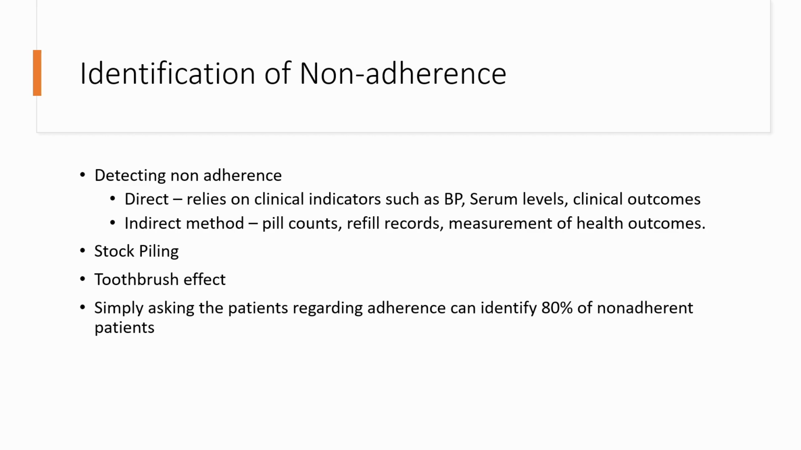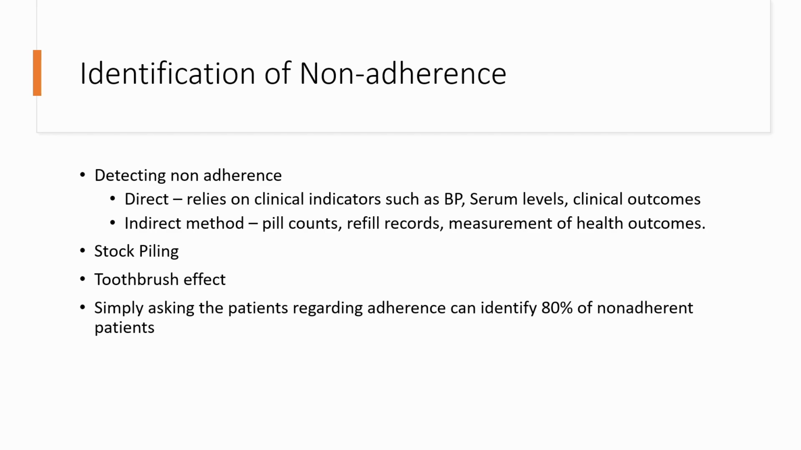Next is stockpiling. This is a part of the indirect method in which pill counts and in which you will notice that there's a lot of drugs. Like for example, you have 2 tablets daily for 7 days. For 1 month, you should have 60 tablets. And if you ask them how many tablets are left, and they said that there's still 50 left, then you have a problem.